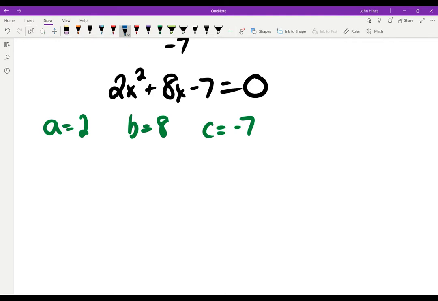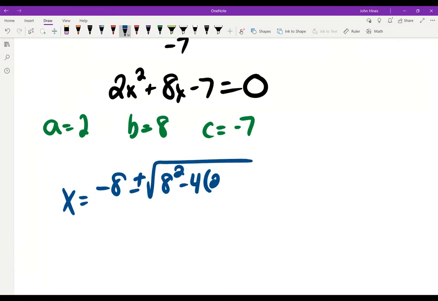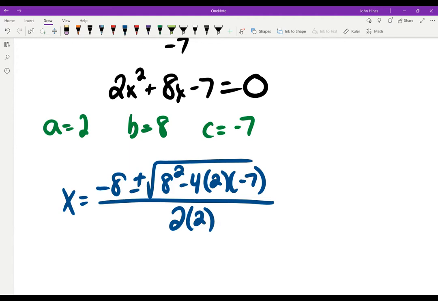So here we go. X equals the opposite of B plus or minus the square root of B squared minus 4AC all over 2A. Or if you're lazy, you can just write 4 because 2 times 2 is 4.